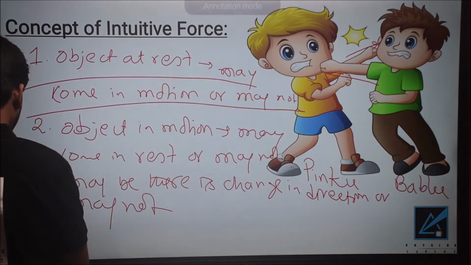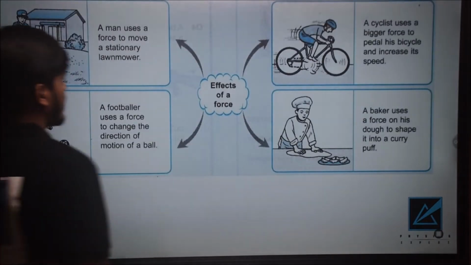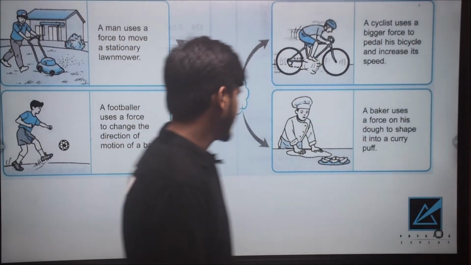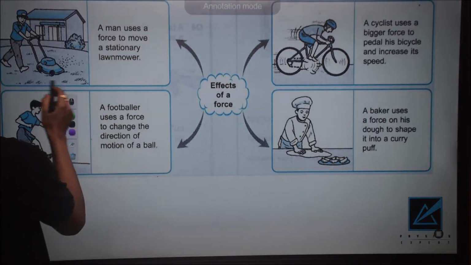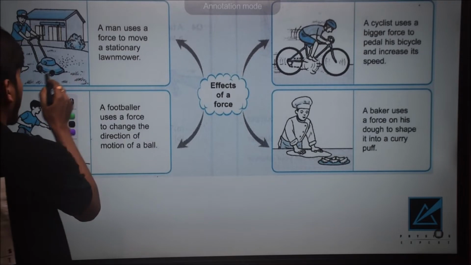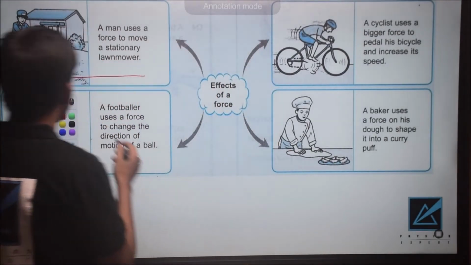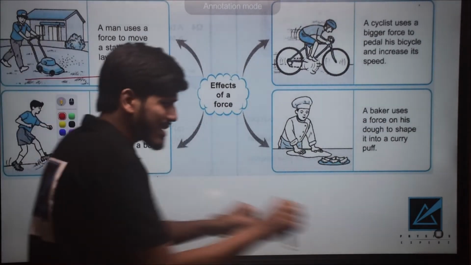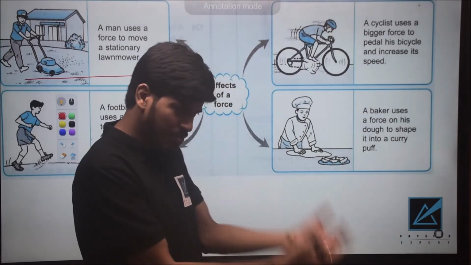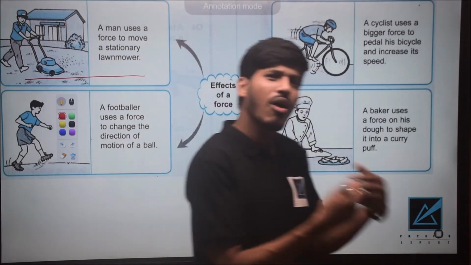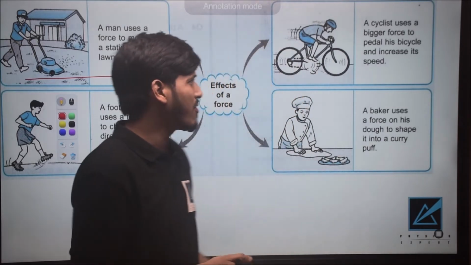So try to understand what this net force is. You see here I am showing something. Try to understand. If the object is at rest, it may move, or it may not. Here the person is exerting force. If the object is at rest, it starts moving. If the object is in motion, will it come to rest? It may or may not, depending upon the value of the net force.